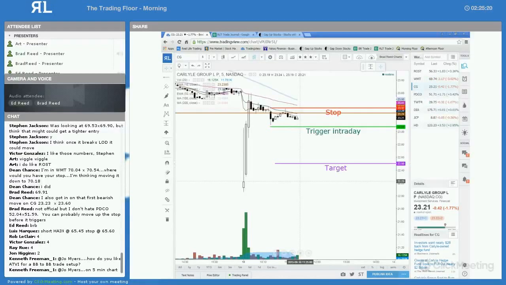I've had lots of questions lately on how to enter a bearish trade. What do you need to do? How do you do it? What are all the different triggers, stops, targets, and all that kind of stuff?